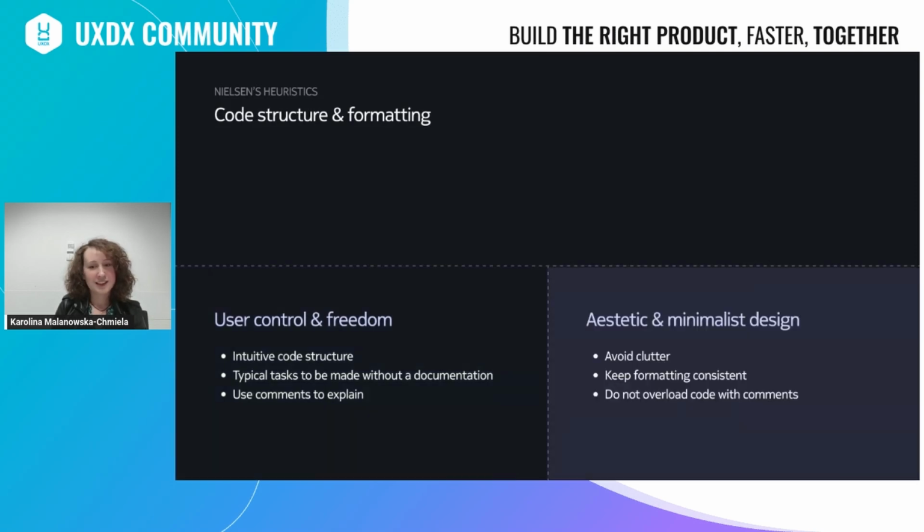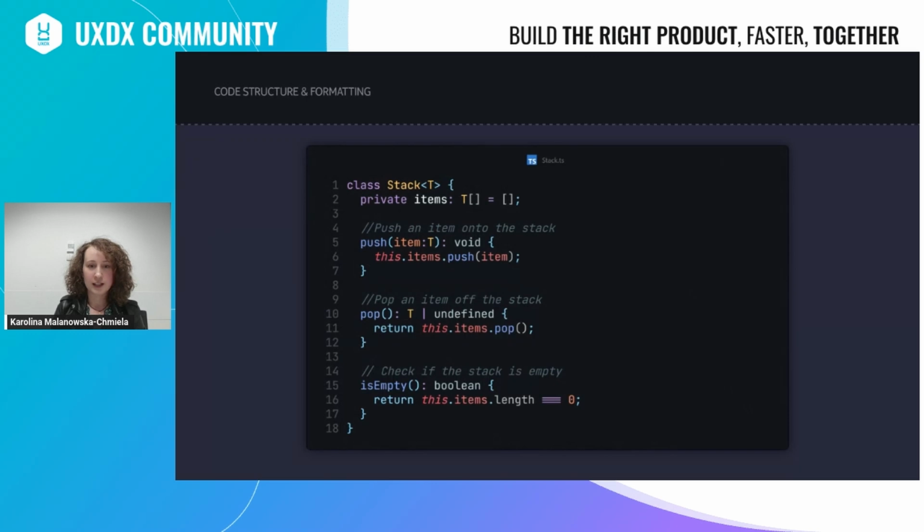Moving on, aesthetics and minimalist design. In contradiction to use comments to explain, we have avoid clutter and do not overload code with comments. So don't write documentation in code, don't make it very long. But as I said, a single liner is just fine. And onto the example, here we have a class for a stack.